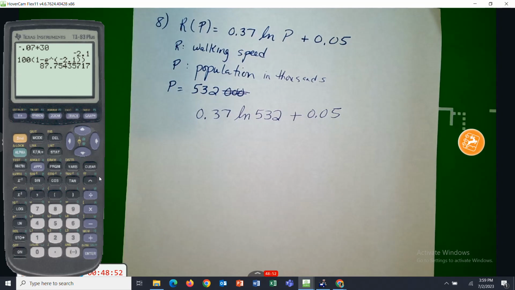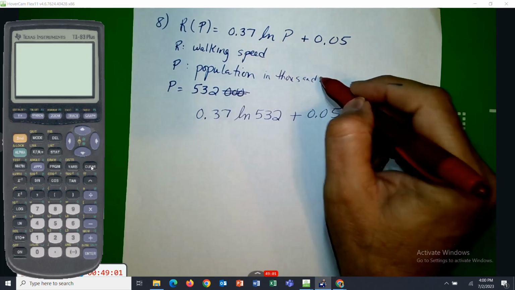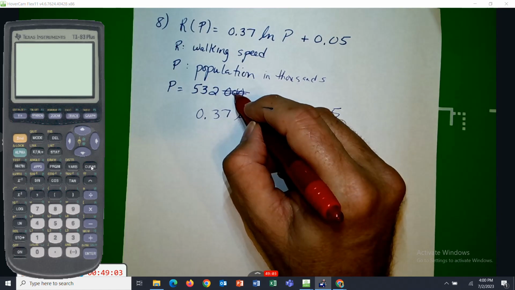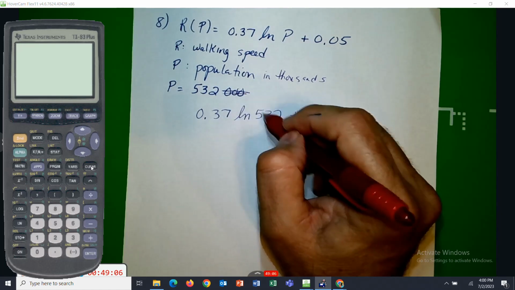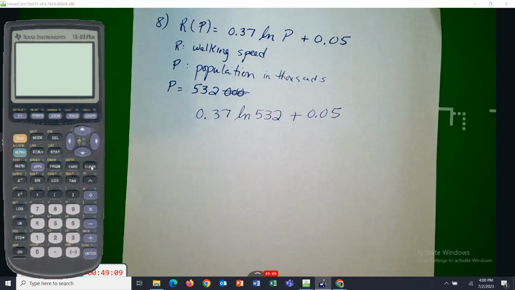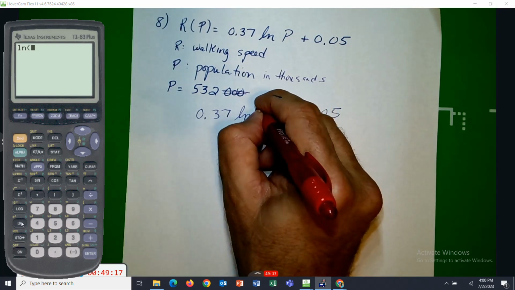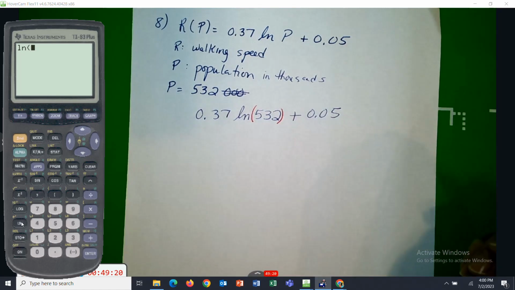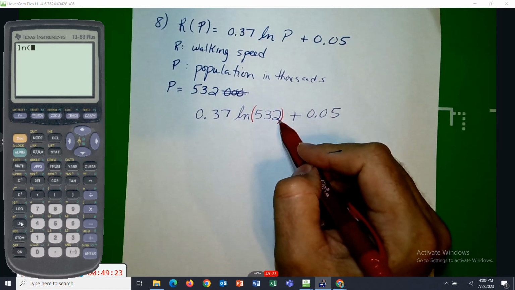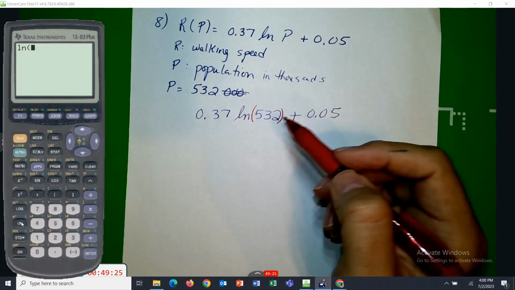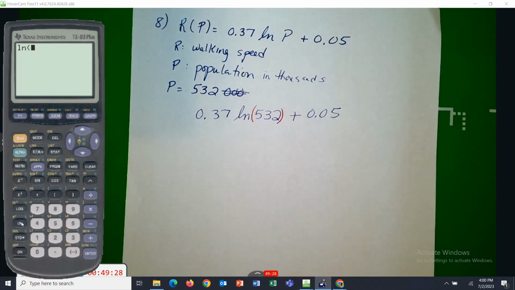Now, when we punch this into our calculator, there's a couple of tricky things about this problem. P is the population in thousands, so you don't enter the thousands for P. But also, whenever you hit the ln key, at least on my calculator, it opens those parentheses, which means I'm going to have to close them. If I don't put this parenthesis here, it's going to give me the wrong answer.